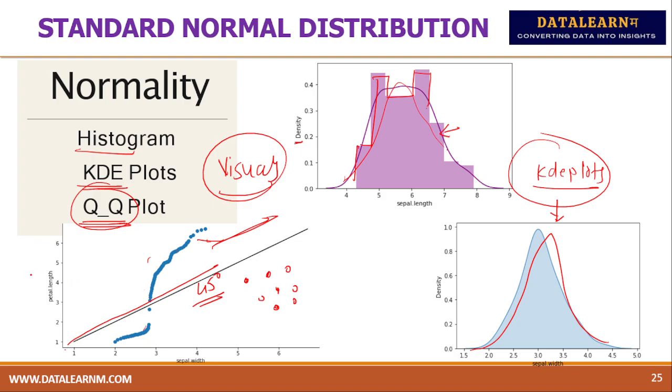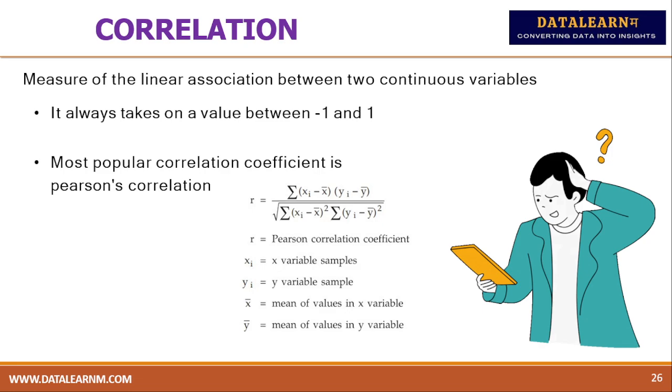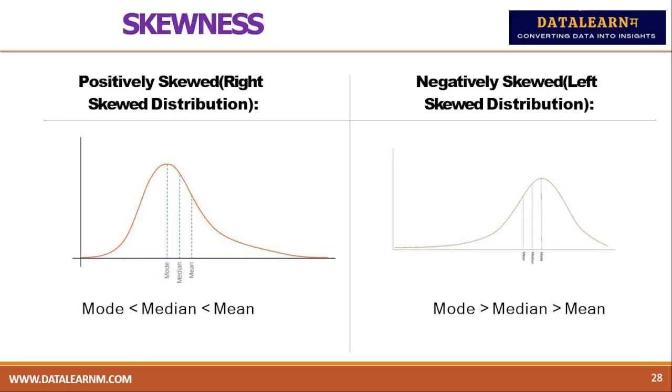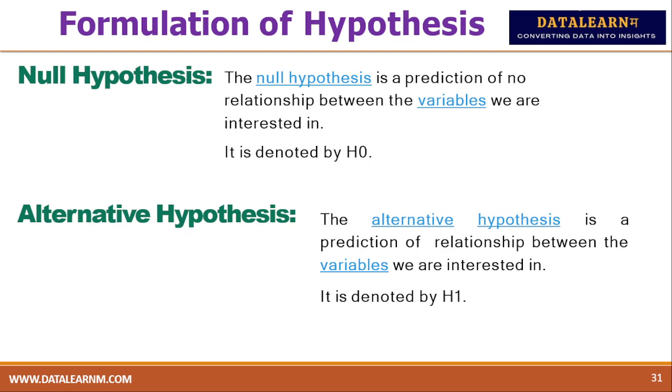Okay, we will implement this. We will implement the QQ plot. We will implement the KDE plot. Histogram we will use in data visualization in future lectures. But for stats, we will go with the KDE and QQ plot. So these things we need to understand first.